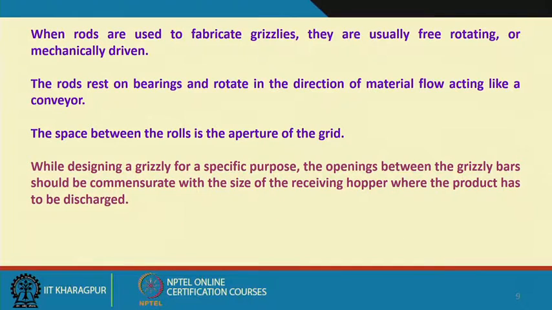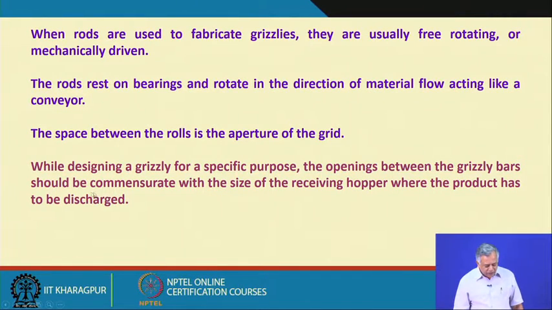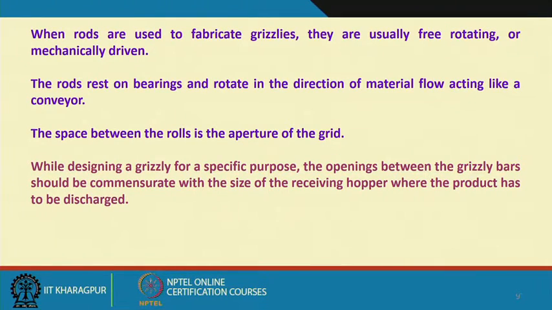So, what happens? You are trying to control the rate at which the material will be poured onto the surface of the screens or the grizzlies. So, the openings between the grizzly bars should be commensurate with the size of the receiving hopper. That means, the rate at which the material passes through the screen aperture should be synchronized with the rate at which the material comes through the hopper discharge.